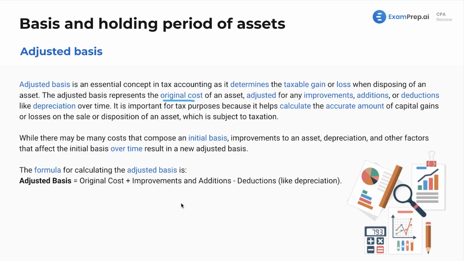That's our adjusted basis. Now, this concept is very similar to what you'd see in financial accounting as well. That's why we definitely recommend you don't take financial and regulation back-to-back. But enough said about that. Let's keep diving in and seeing more examples.